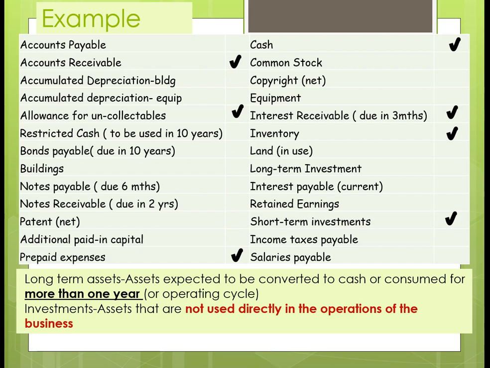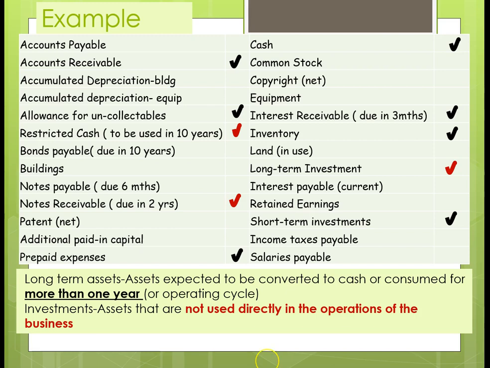to use it, that would be considered an investment. And anything that happens when you go to sell it is going to be treated as part of other gain or losses. So, we would have our restricted cash to be used in 10 years, our notes receivable due in 2 years, and our long-term investment.